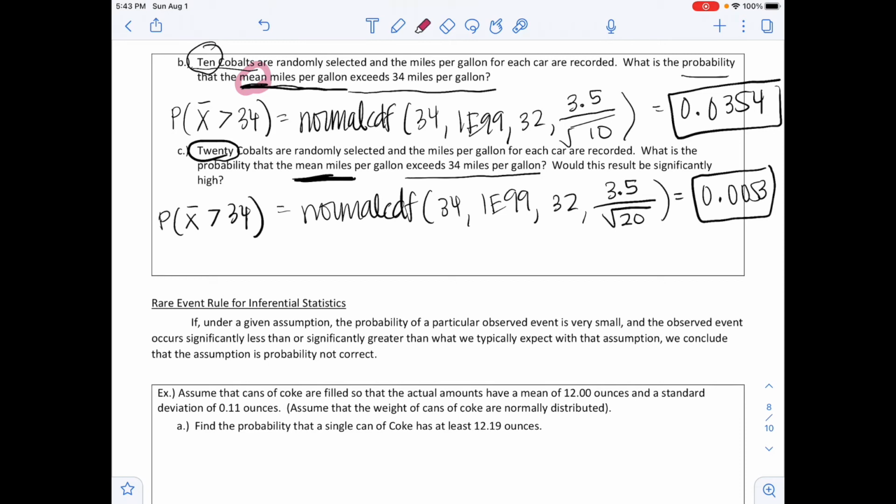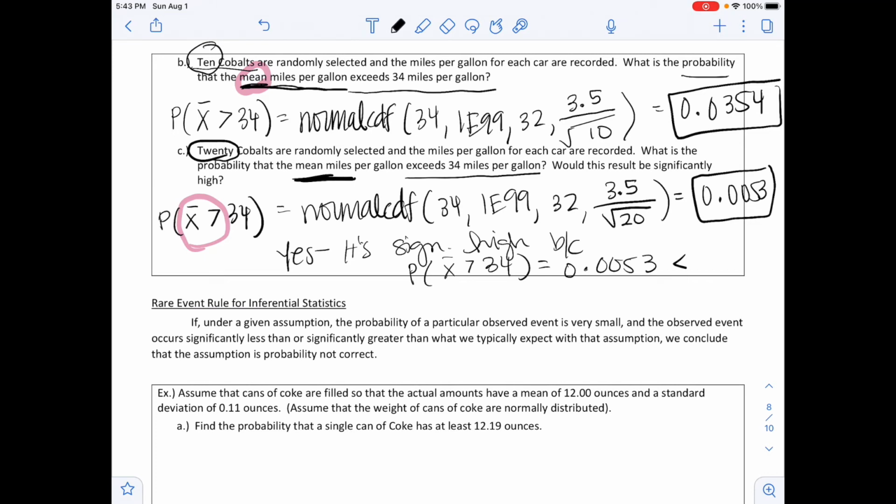It also asks if this is significantly high. The reason it says significantly high is because we're dealing with greater than here. So is this significantly high? Yes. It's significantly high because the probability of X bar being greater than 34 is equal to 0.0053, which is less than that cutoff of 0.05.